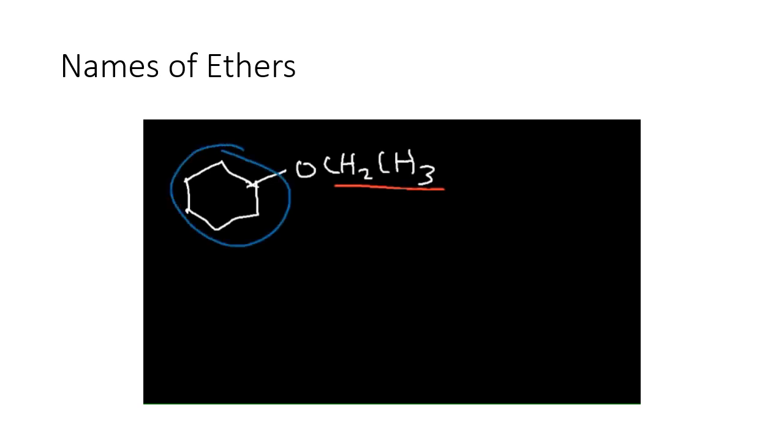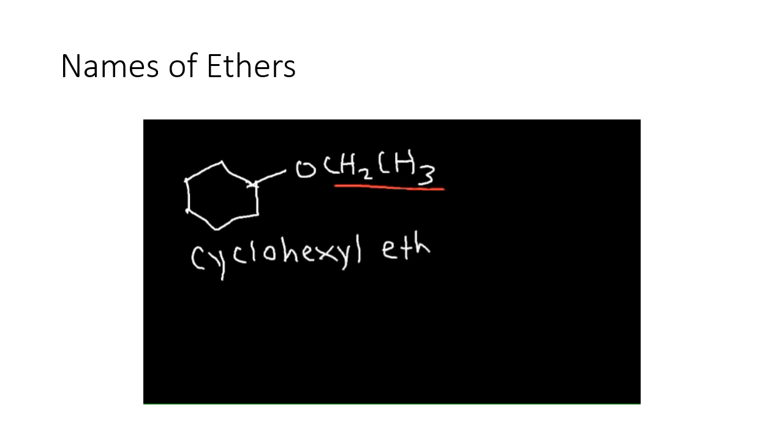Try this one. Let's say if we have a 6-carbon ring and an OCH2CH3 group. So let's start with the common name. On the right we have an ethyl. On the left we have a cyclohexyl group. So C comes before E in the alphabet, so it's cyclohexyl ethyl ether.